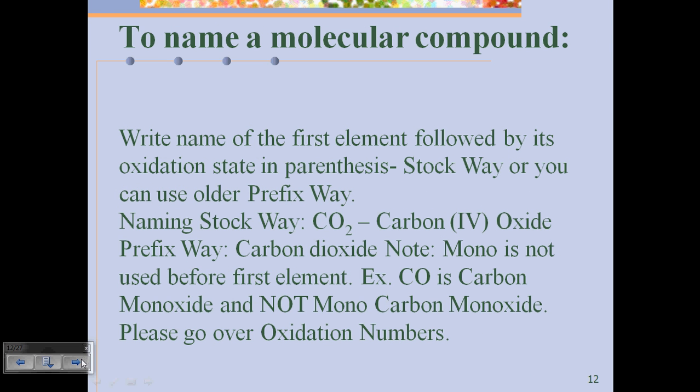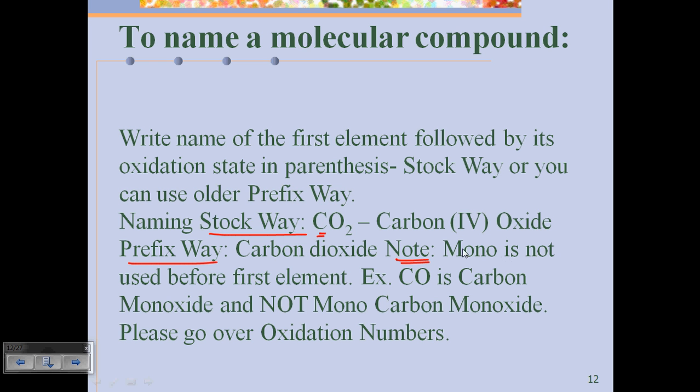Now, how do you name a molecular compound? To name a molecular compound, you have two ways. You have the stock way and you have the prefix way. To be able to name the molecular compound the stock way, you need to be able to write their oxidation number, and the next slide goes over how to figure out oxidation number. But in this case, I can tell you carbon has oxidation number of 4. So we name the first element first, carbon, and within parentheses we write the oxidation number 4, oxide. For the same compound CO2, the prefix way, which is the older method of naming them, it'll be named as carbon dioxide.